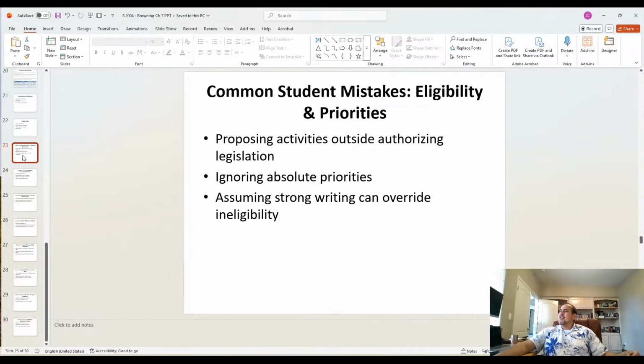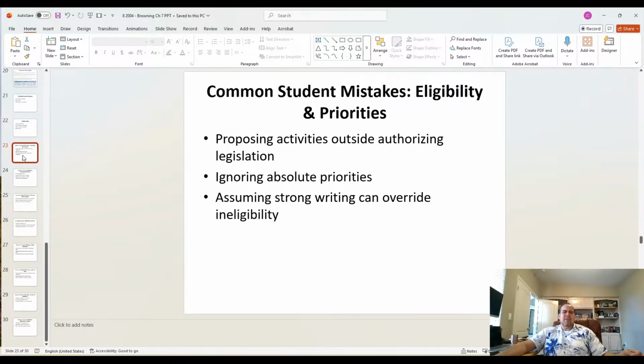Okay, common mistakes for eligibility and priority: proposing activities outside those authorized by legislation, ignoring absolute priorities, which we talked about are extremely important and you must address, and assuming that your strong writing can overcome ineligibility, and it can't.